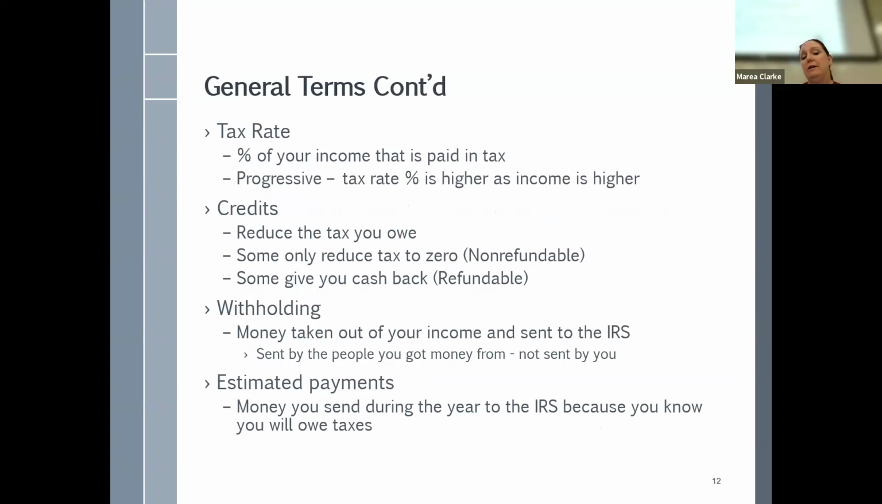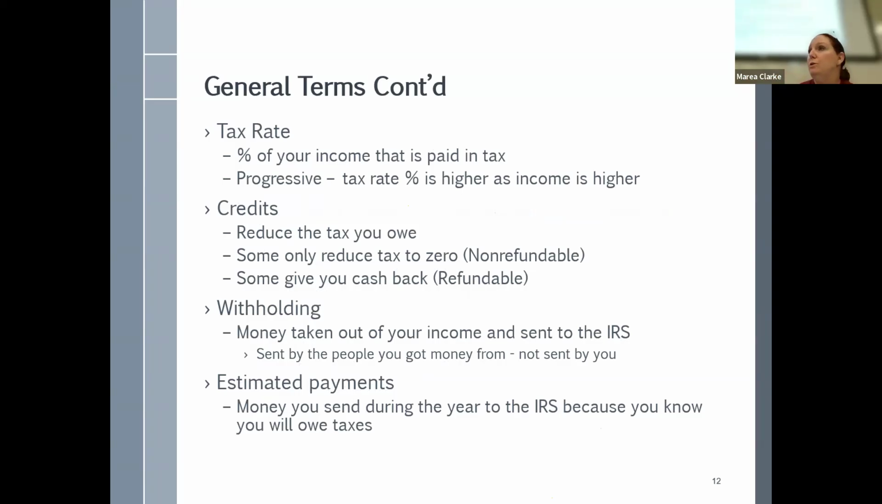The tax rate is the percent of your income that you pay in tax. It is a progressive tax, and it's done in brackets. So there's 10% for the first amount of income that you earn, then it goes up to 12%, and then 22%, and it keeps going up and up. So as you earn more money, you pay more in tax.